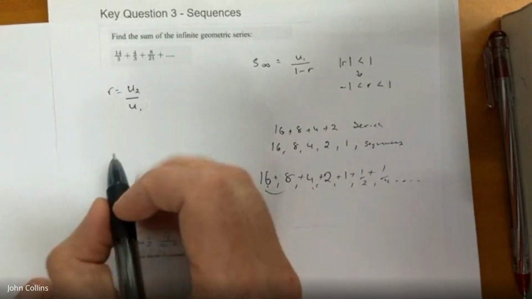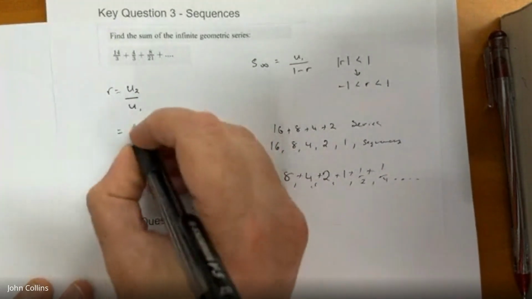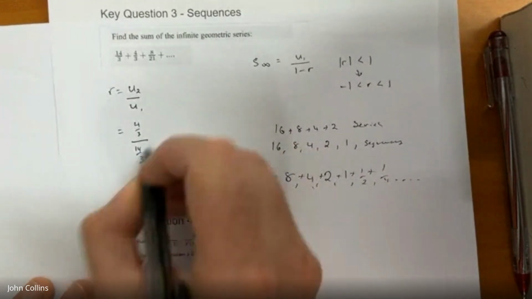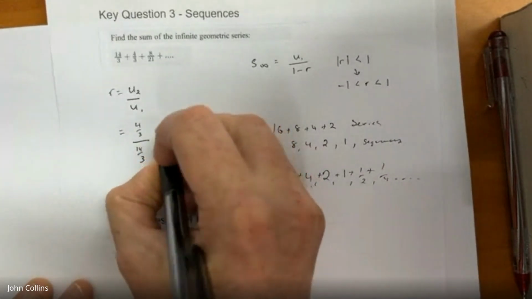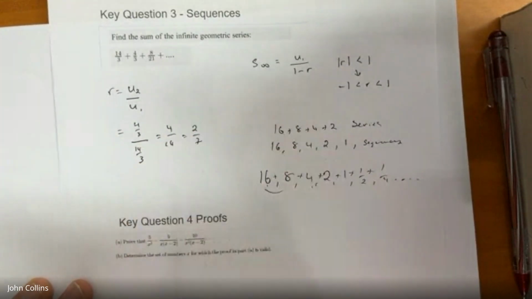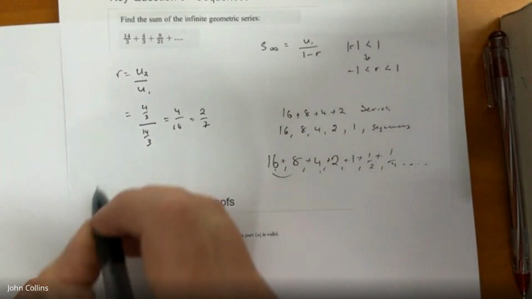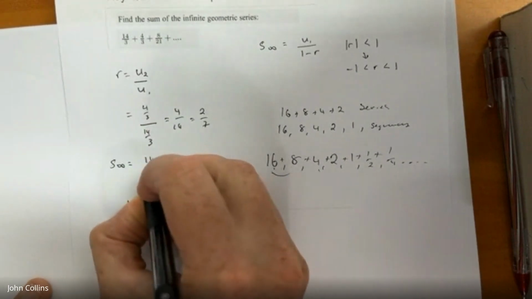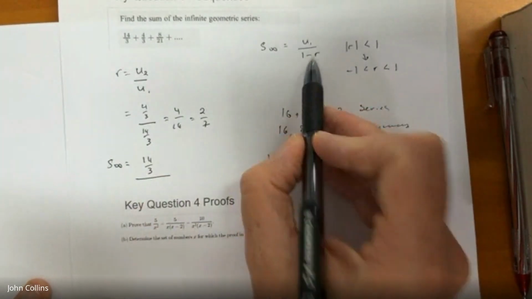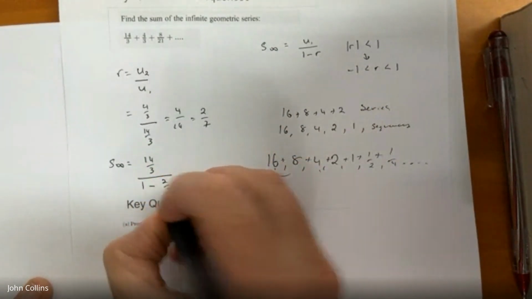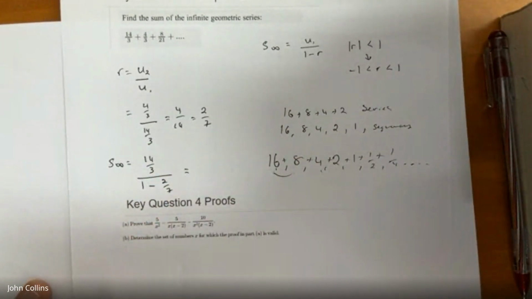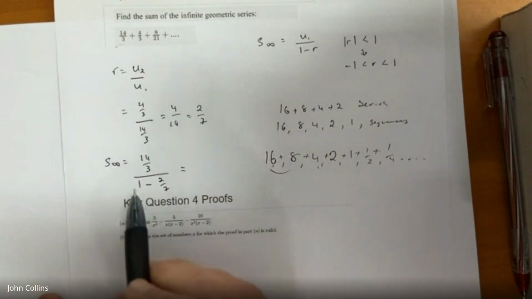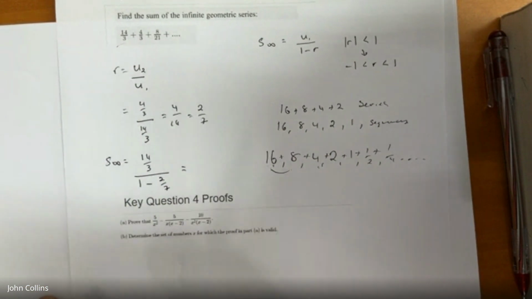So how do I get the ratio? Divide u2, the second term, by the first term. So 4 over 3 divided by the first term, 14 over 3. So that's 4 over 14, which is 2 over 7. So now I have the ratio and I have the first term. So the sum to infinity is the first term, 14 over 3, divided by 1 minus 2 over 7, using this formula. I simplify that as much as possible, and I get what this adds to. So that's what I need to do next.